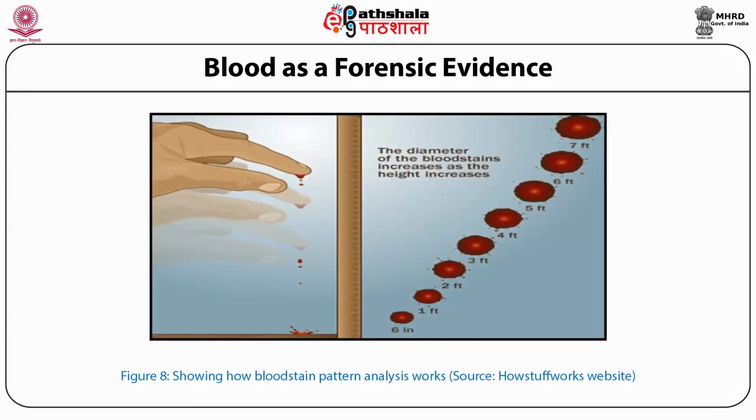Often found at the scene of violent crime, the analysis of bloodstains can provide vital clues as to the occurrence of an event. For example, venous blood will show fine droplets with a striking surface, right-angle star-like. Arterial blood generally will show an oblique pattern due to pressure. We can clearly see from the given figure how bloodstain pattern analysis works. The diameter of the bloodstain increases as the height increases.